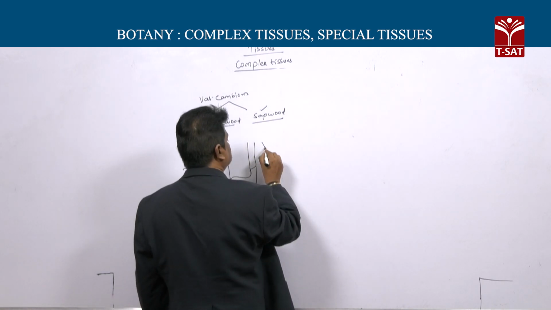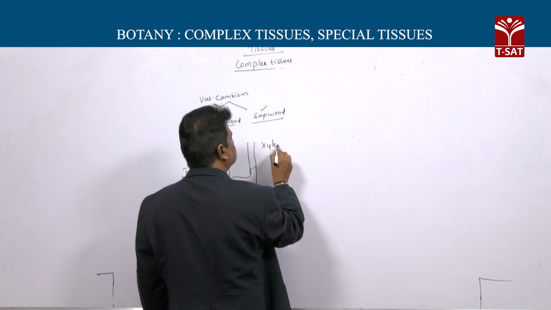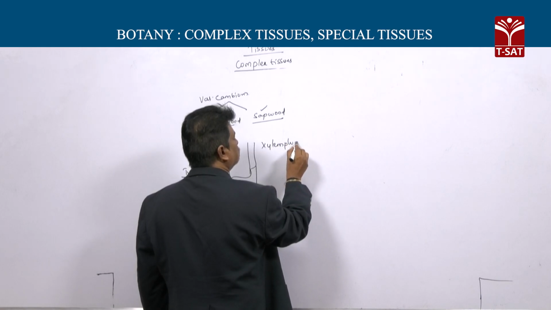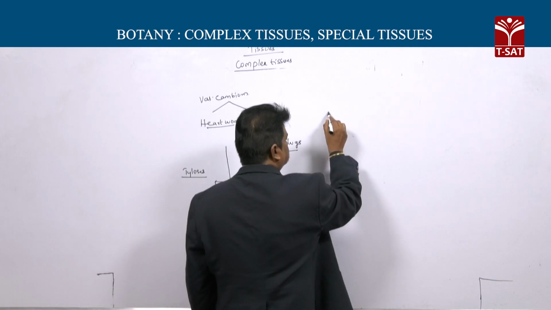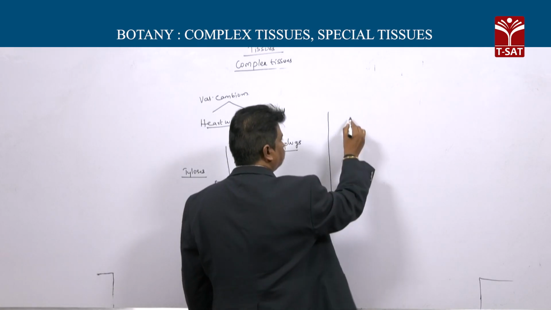Rightly, these tyloses are called xylem plugs. Then next one, phloem.